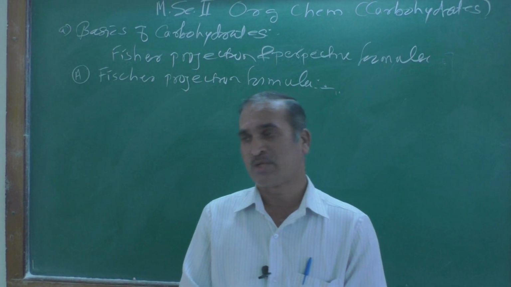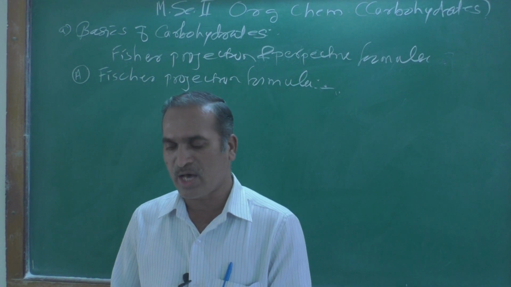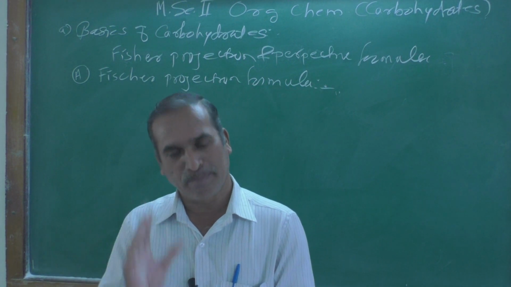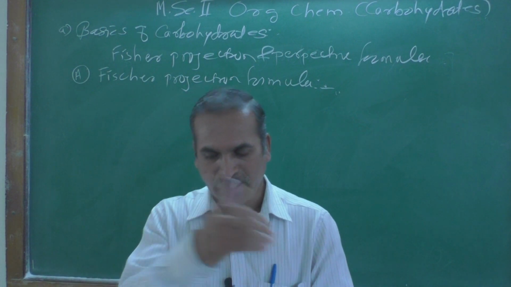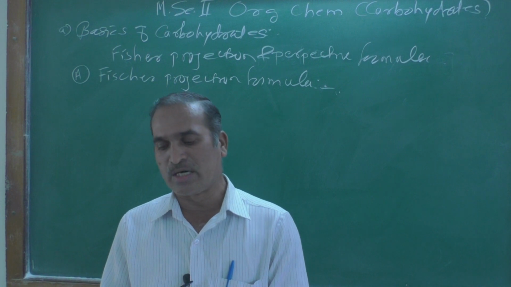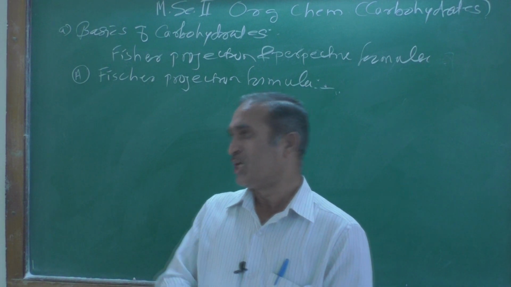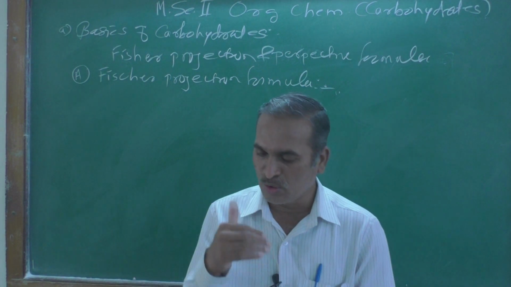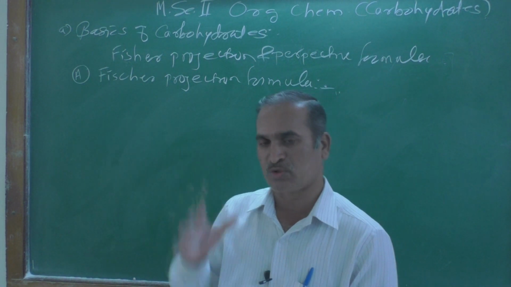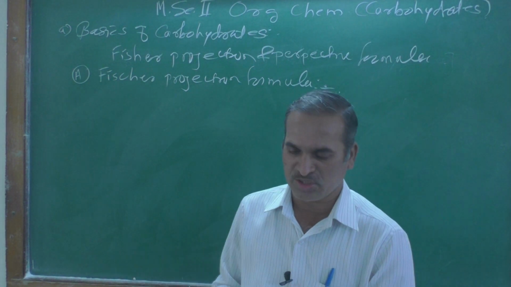And point number 2, the horizontal bonds are considered to be projecting above the plane. And the third point, the vertical bonds are considered to be projecting below the plane. These are the general rules while using or representing the Fischer projection formula.